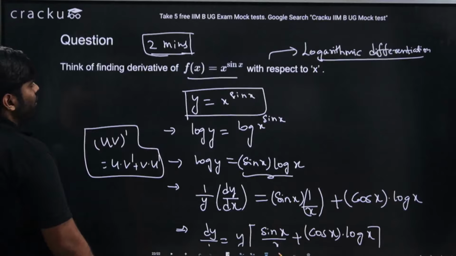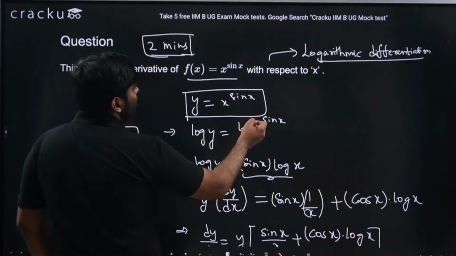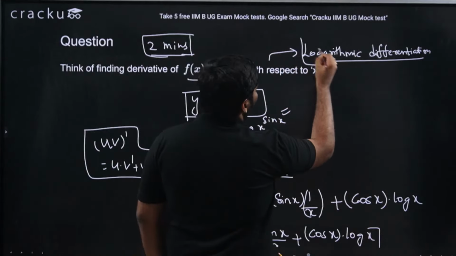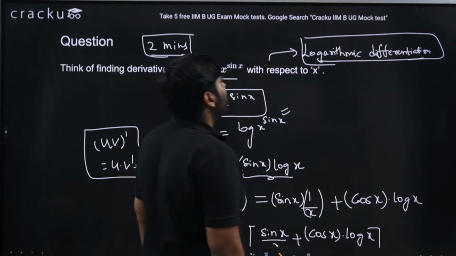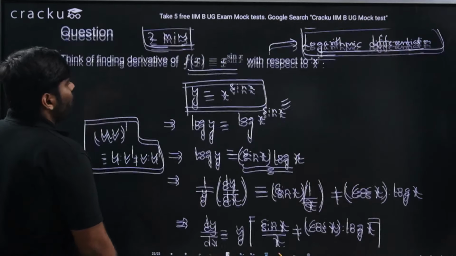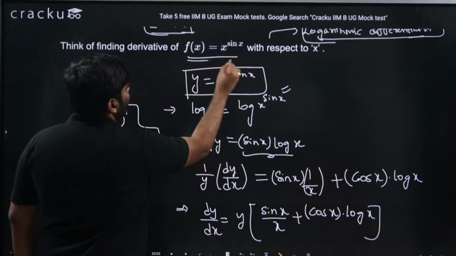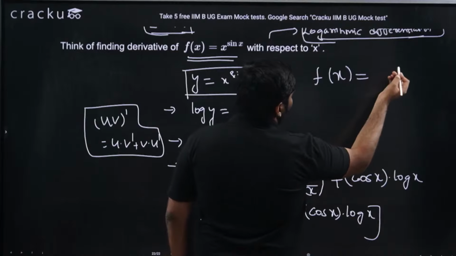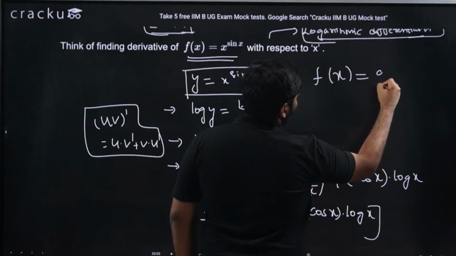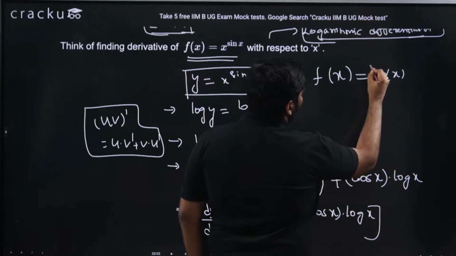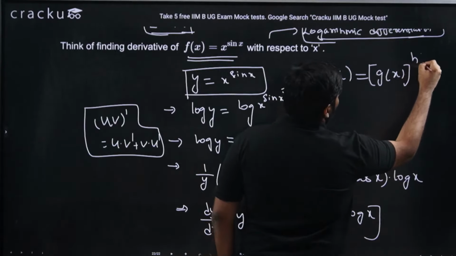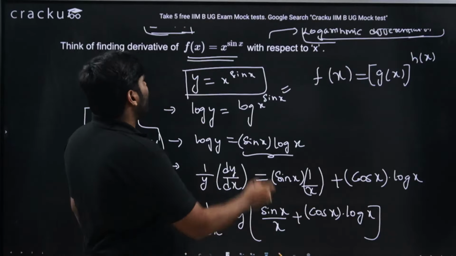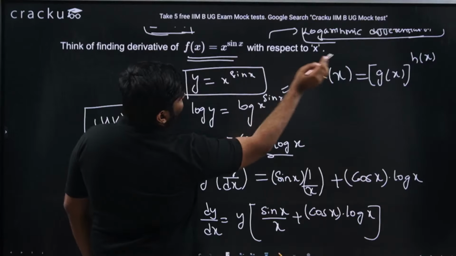So this way of first applying log makes this approach known as logarithmic differentiation. This is used when f of x is given in the terms of some function g of x power h of x, because both the power and the base are in the terms of x. In this case, g of x is x, and sin x is h of x.